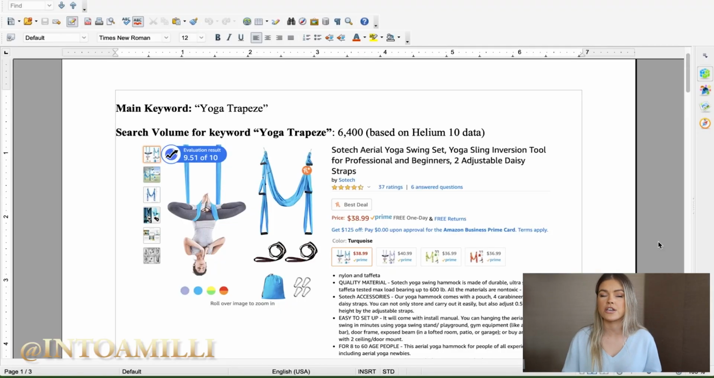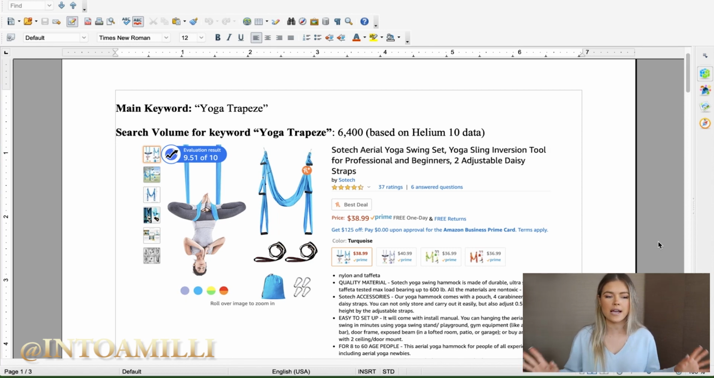And the point is not even to tell you don't do this product. The point is more so this is the mentality of doing product research. If you follow this mentality, and you look at enough products in this manner, you will be able to look at one, really consider all of the factors, and know if it's something you should be going into or not. So I have gone with yoga trapeze.